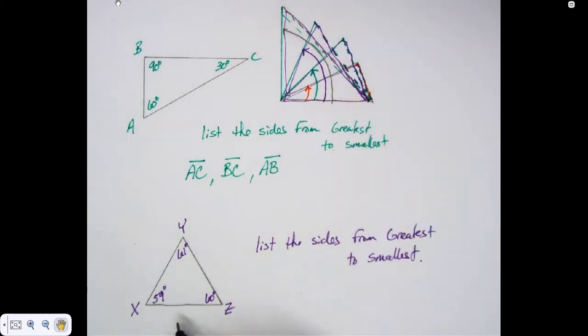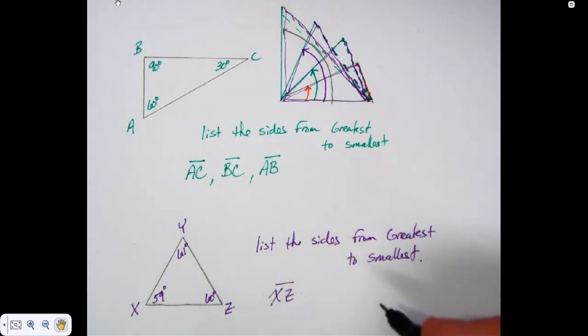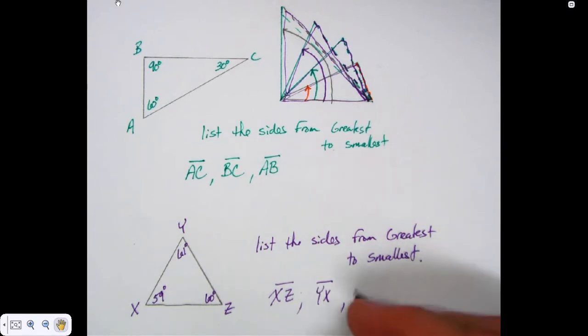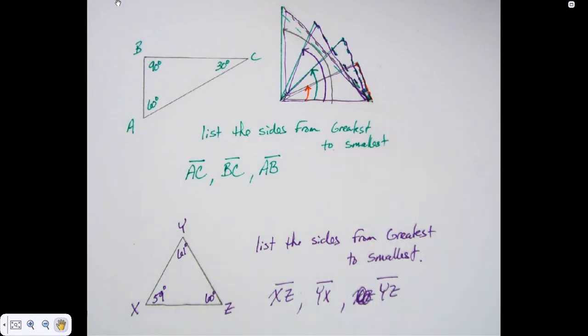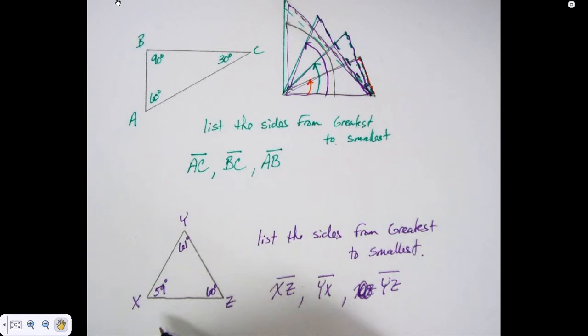So look at this again. The largest side is XZ. What is the next largest side? Either way, YX. And what is the smallest side? YZ. Now, let's look at why that is again. What did I say? The largest angle is going to hold the what? Largest side. What's the largest angle? Angle what?